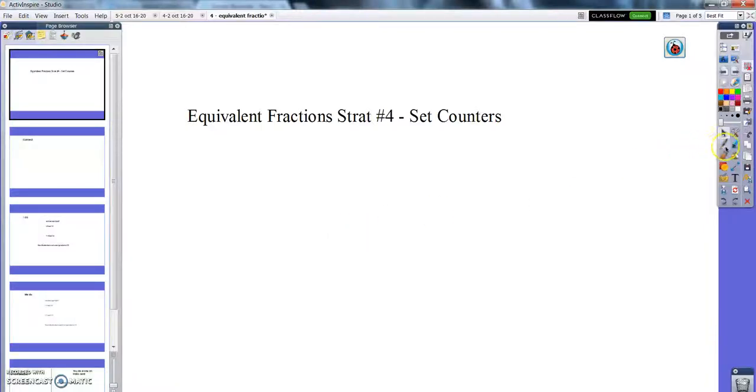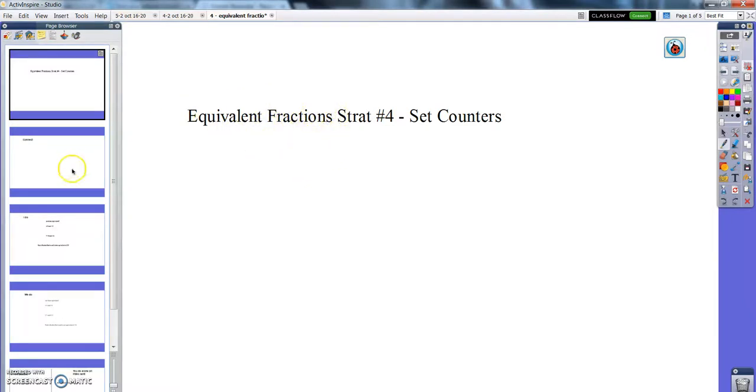Hey there, fourth grade. Today we are on to equivalent fractions strategy number 4, which is set counters. If you would like to label your next page in your math notebook, equivalent fractions strategy number 4, set counters, please do so. And after you've titled your page, mark it with your pencil and close your math notebook till we get to the we do.